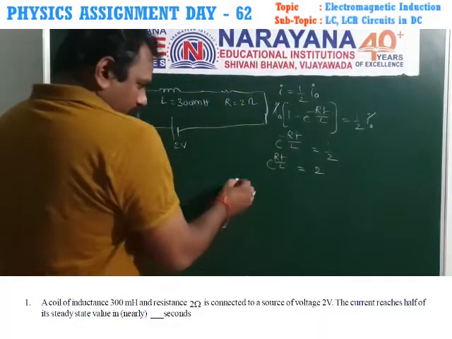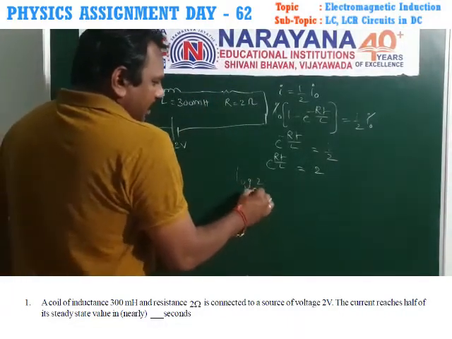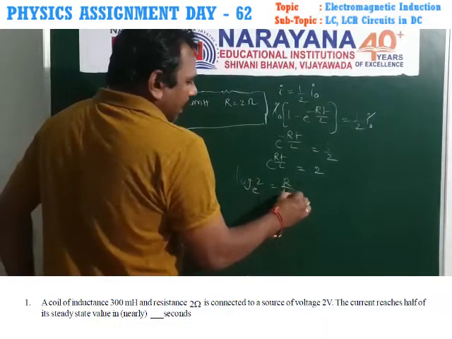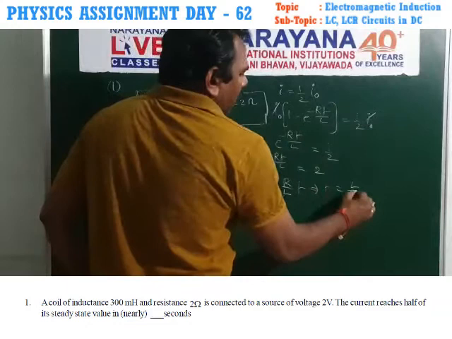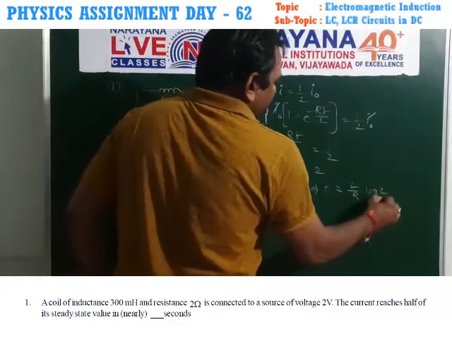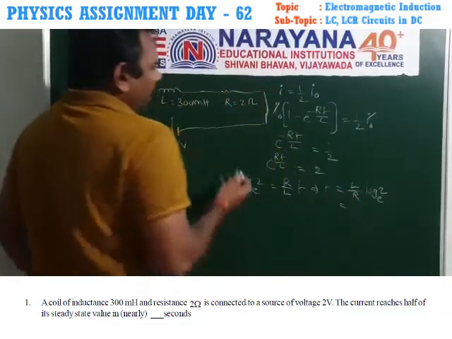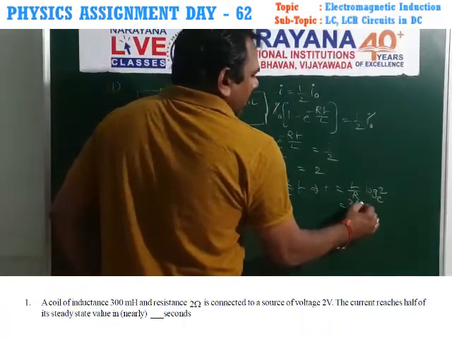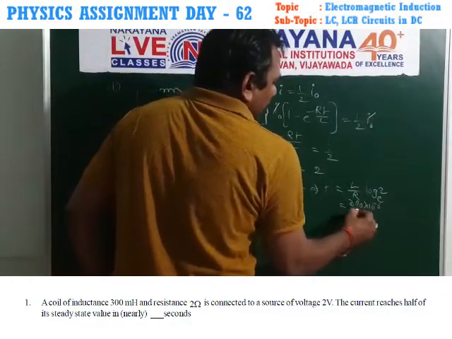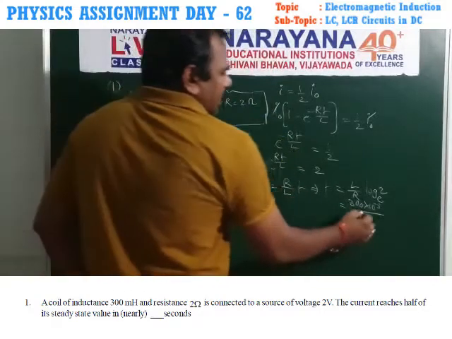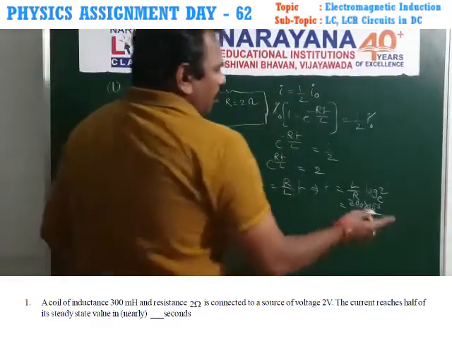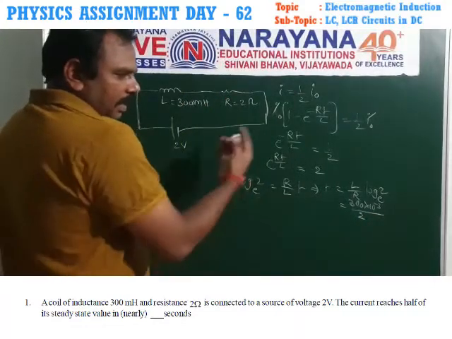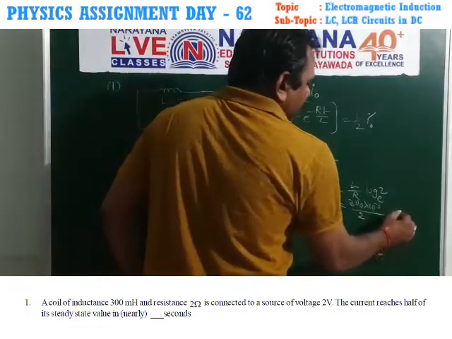Going into logarithm, log 2 base e is equal to R by L into t. So the time taken t is equal to L by R into log 2 base e. L value is 300 milli, 300 into 10 power minus 3, divided by resistance, which is 2 only.